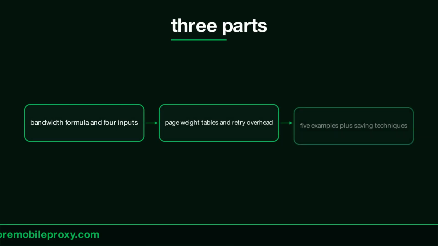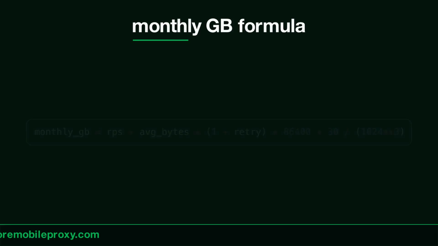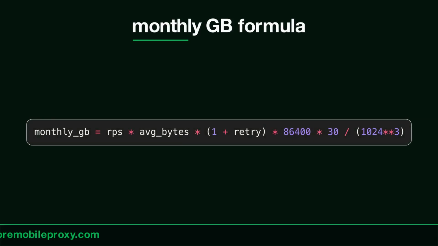First, the bandwidth formula and its 4 inputs. Second, page weight tables and retry overhead. Third, 5 worked examples plus bandwidth saving techniques.